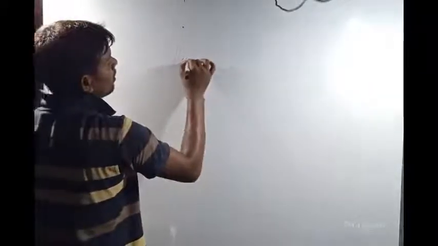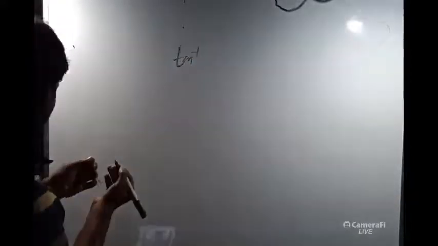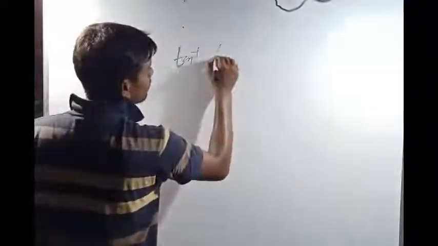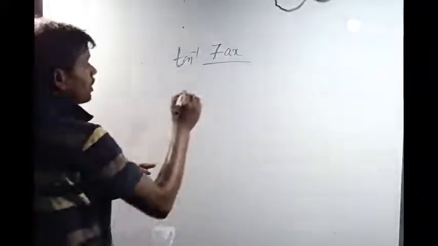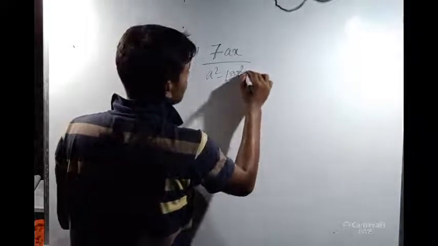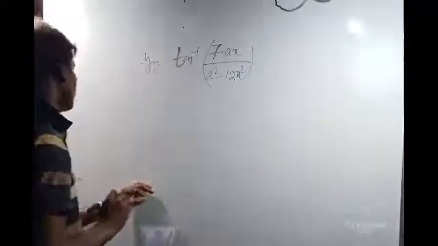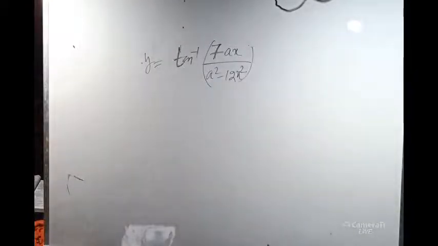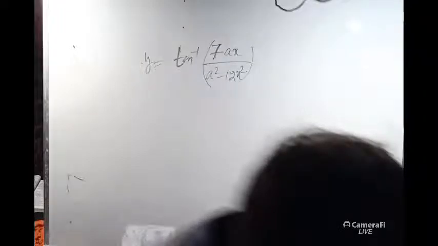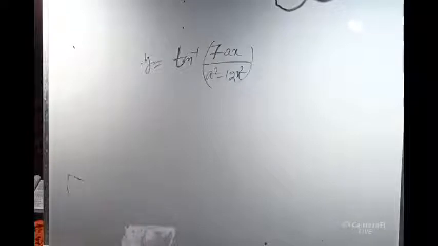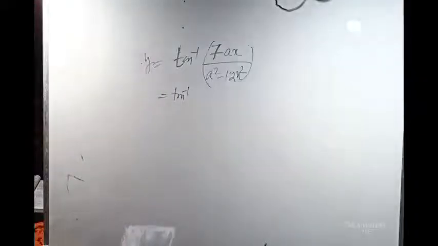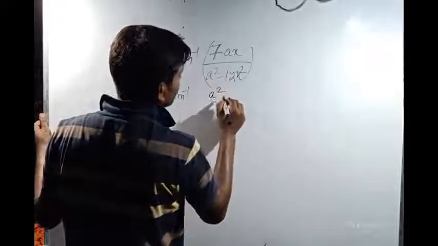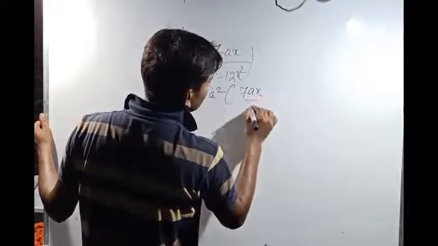Now y equals tan inverse of 7ax by (a square minus 12x square). Here in this tan inverse, this 7ax, suppose here we take a square as common, can be written as 7ax by a square.